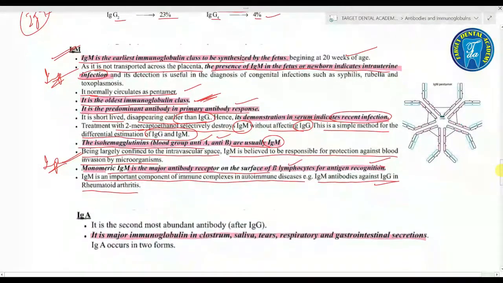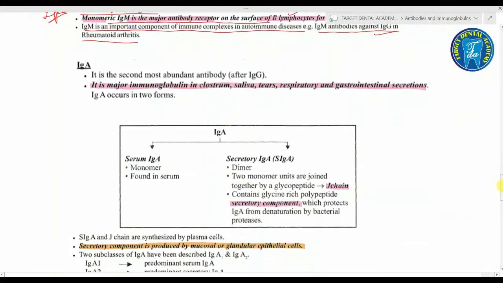After IgG and IgM, let's discuss IgA. IgA is the second most abundant antibody after IgG. It is the major immunoglobulin in the colostrum, saliva, tears, and respiratory and GIT secretions. IgA occurs in two forms, serum IgA and secretory IgA. Serum IgA is the monomer found in the serum, while secretory IgA is the dimer. Serum is a monomer, secretory is a dimer.